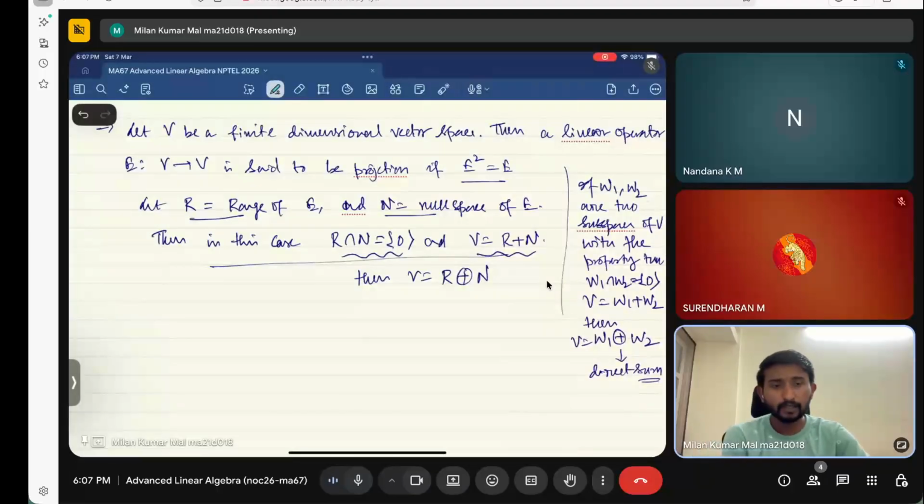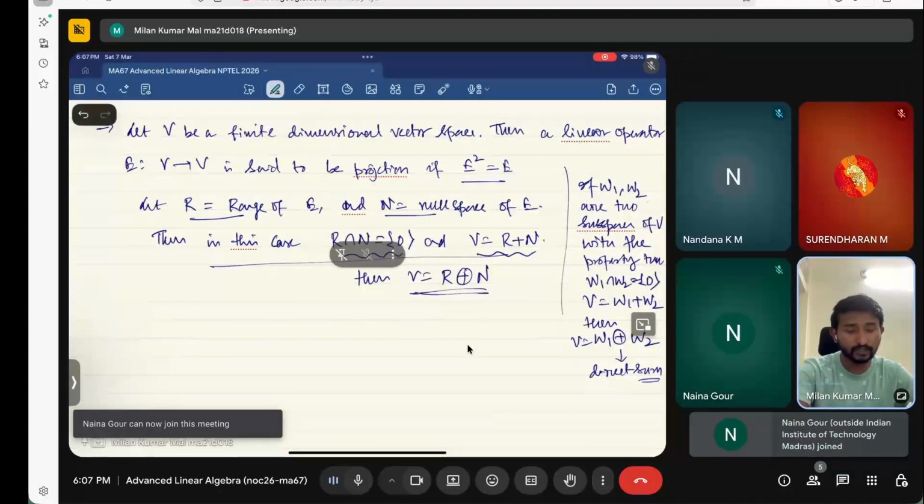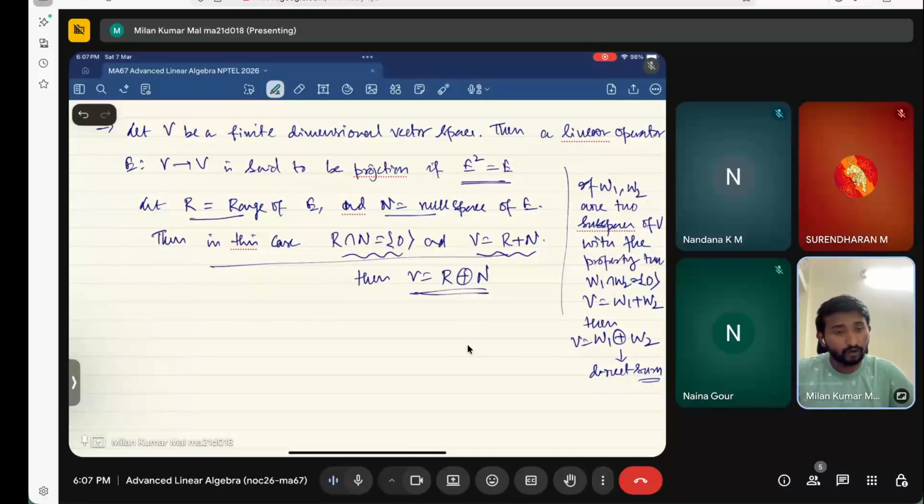And if we have a direct sum decomposition in this way, that means you have two subspaces R and N of the vector space V with the property that R intersection N equals the zero space, and V is R plus N, then V is the direct sum of R and N, and one can get an operator E, which will be called the projection, which will satisfy the condition that E square equals E. So this holds only for a projection operator.